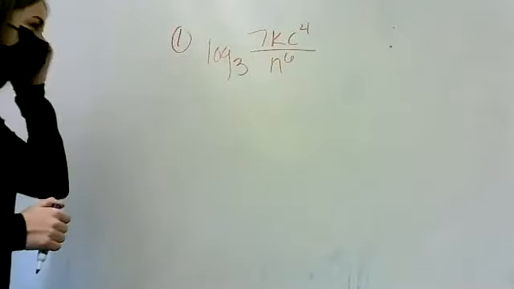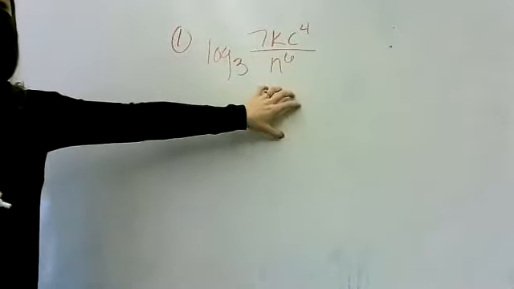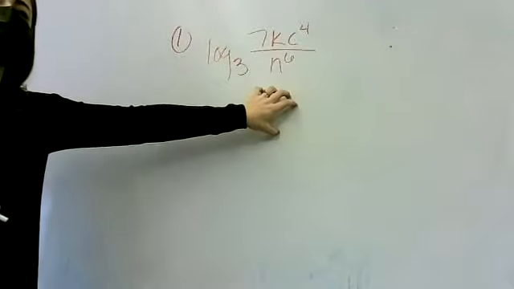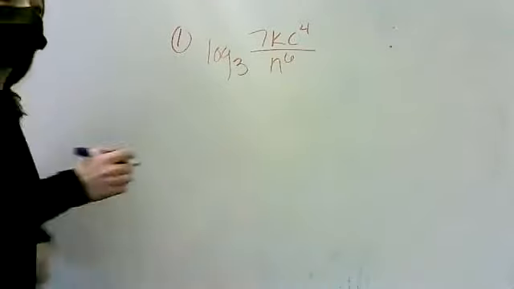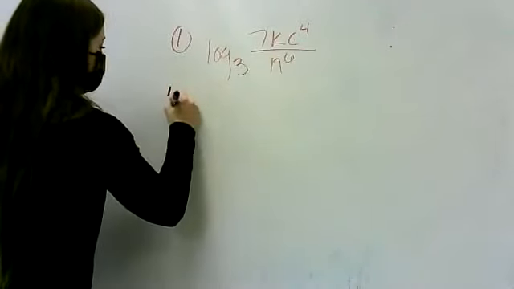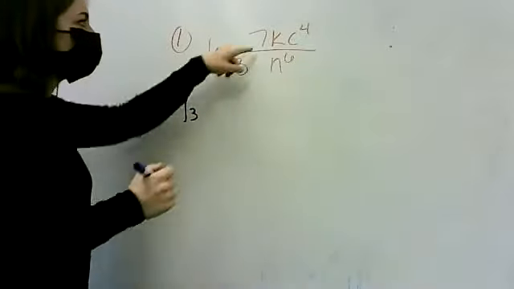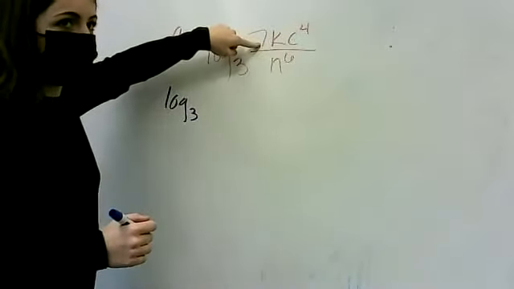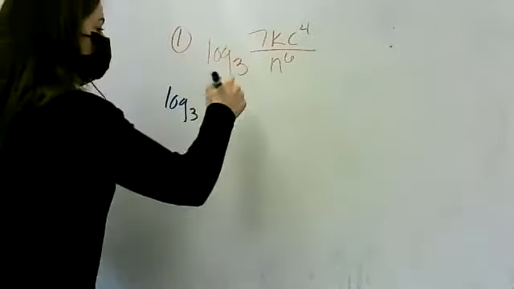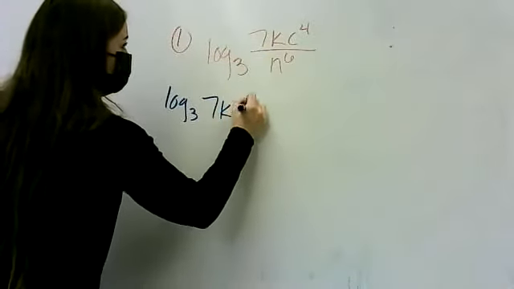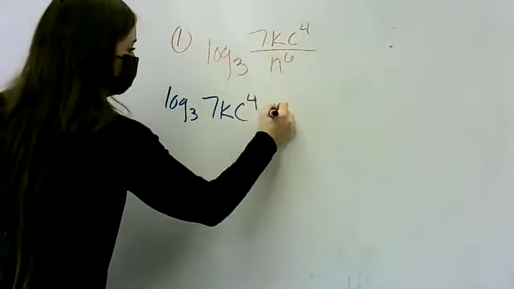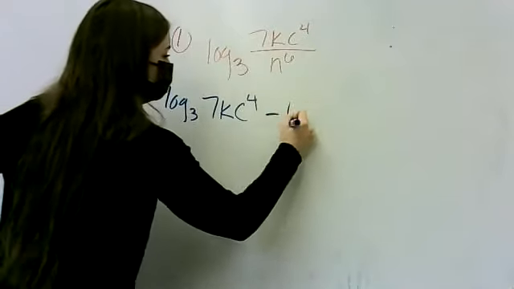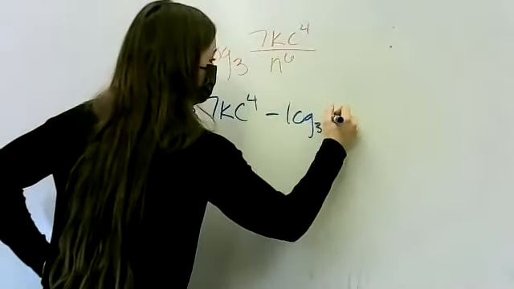I'm kidding. Okay, so what's the first thing that I have to do here? Quotient property. Log base 3 of everything on top with quotient property. So it's gonna be 7k c to the 4th minus log base 3 of the bottom.